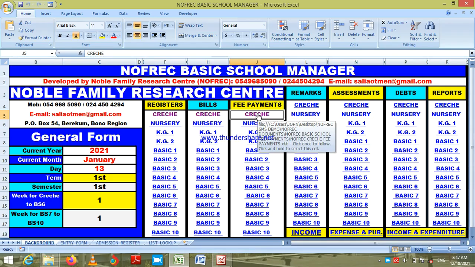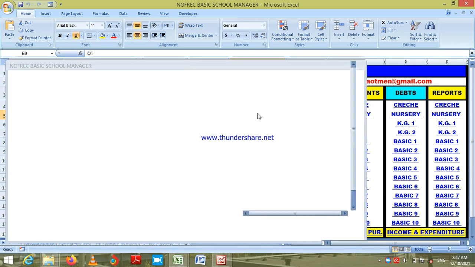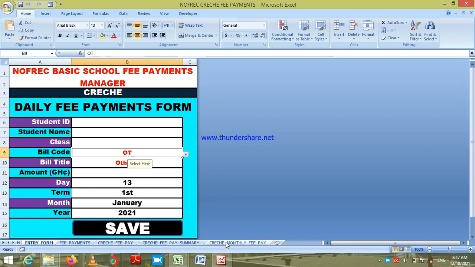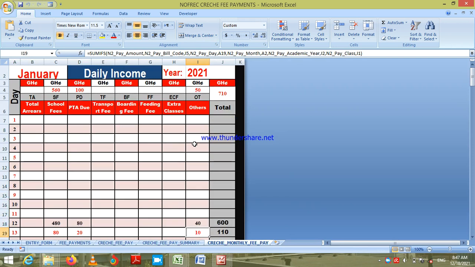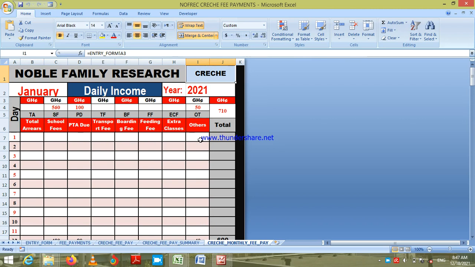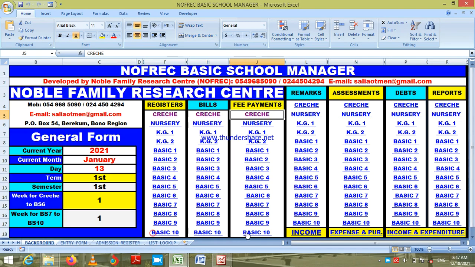In our Tutorial 4, we learned how the fee payment workbook is used, whereby we have some entries and realize the total income for the month of January as 710 cedis. This 710 cedis reflected on the income workbook. Open our income workbook.